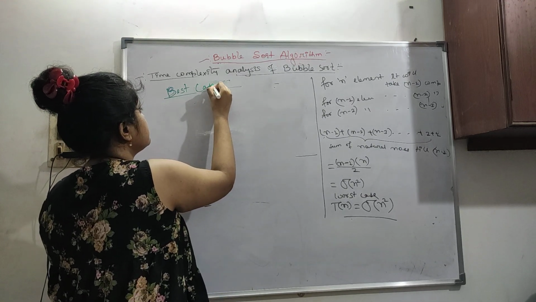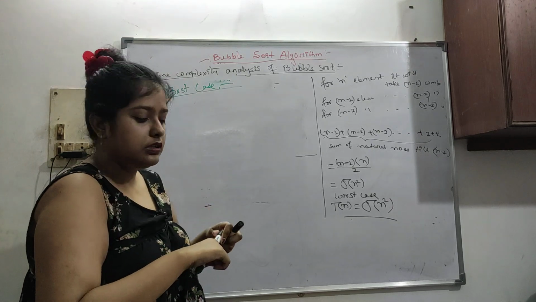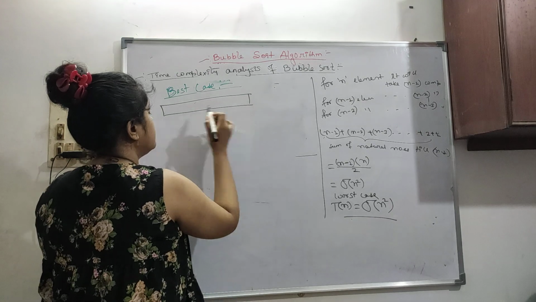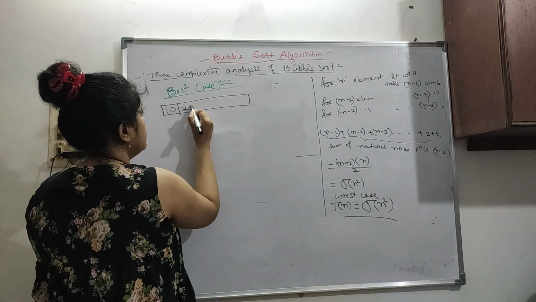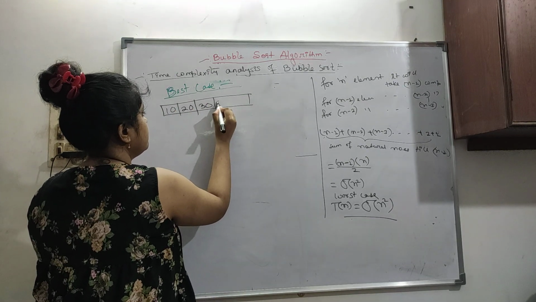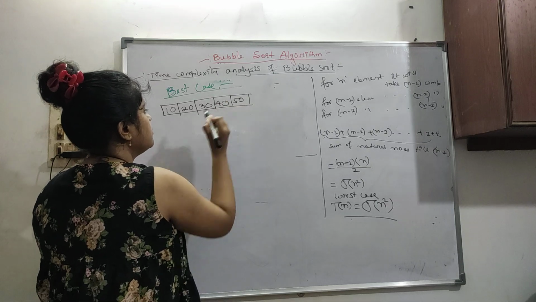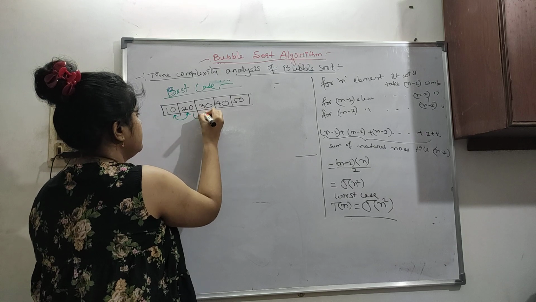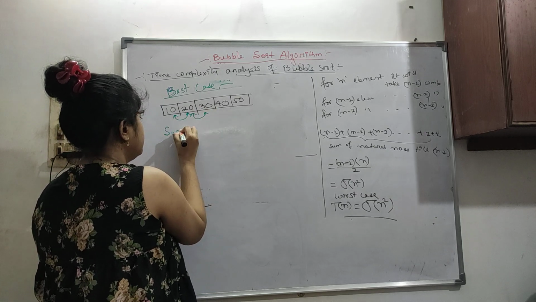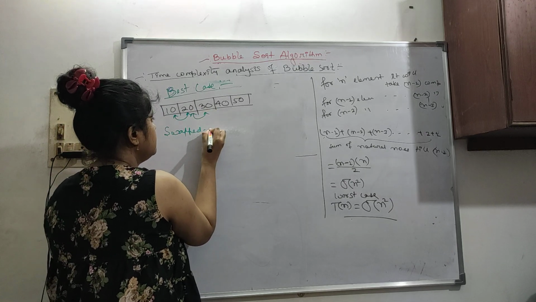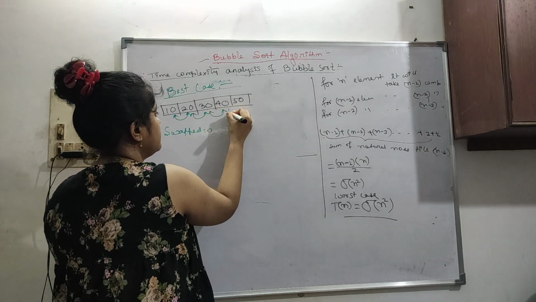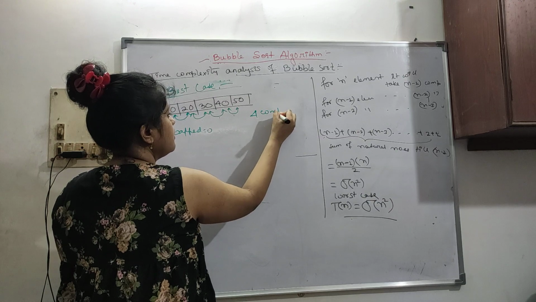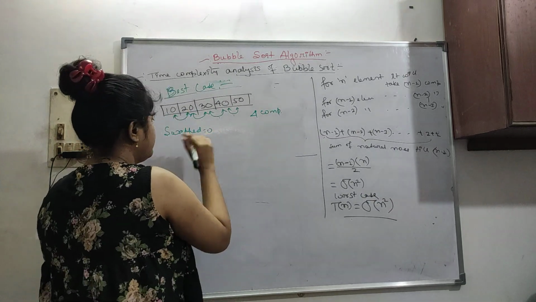Base case. So base case means the array is already sorted in ascending order. Say 10, 20, 30, 40, 50. So what do we do? Comparison. These two are sorted, these two are sorted, so swap was 0. Again sorted, again sorted. So 1, 2, 3, 4, 4 comparisons are required. So swap remains 0.